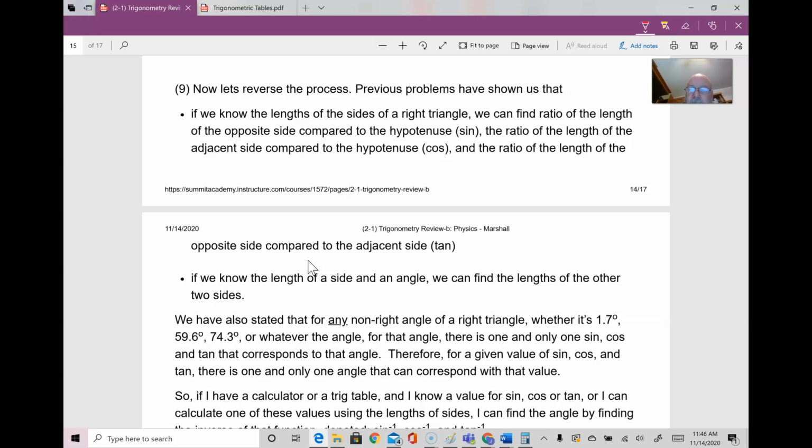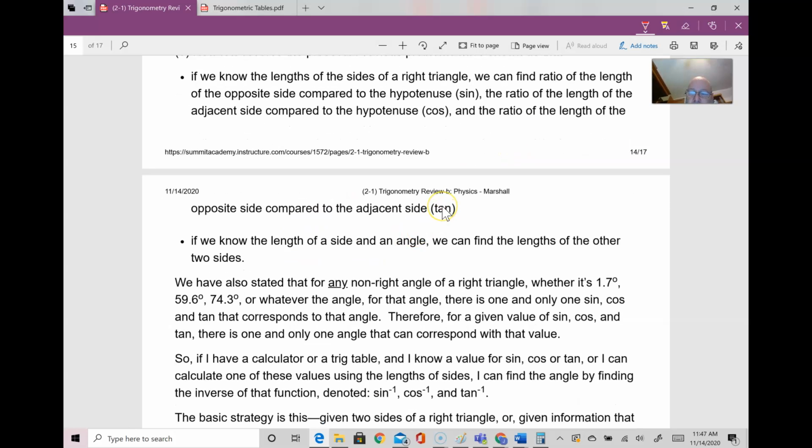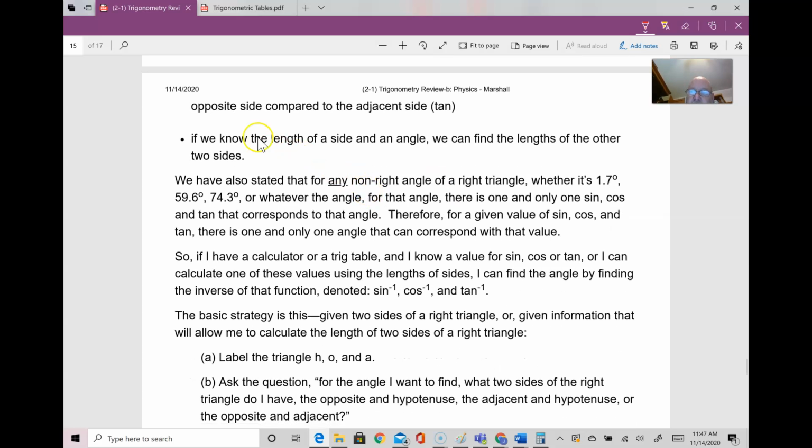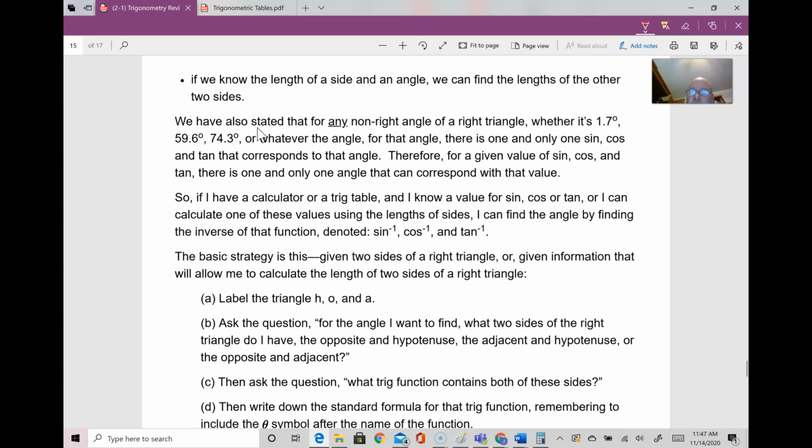Previous problems have shown us that if we know the lengths of the sides of a right triangle, we can find the ratio of the length of the opposite side compared to the hypotenuse, and that's the sine. We can find the ratio of the length of the adjacent side compared to the hypotenuse, and that's the cosine. And we can find the ratio of the length of the opposite side compared to the adjacent side, and that's the tangent. We've also seen that if we know the length of a side and an angle, we can find the lengths of the other two sides.